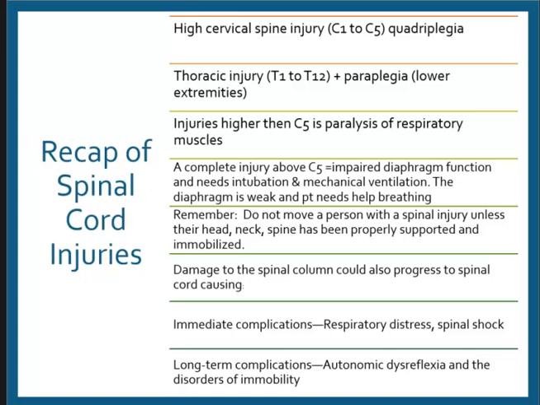A quick recap of our spinal cord injuries. So a high cervical spine injury, that is your cervical injury, C1 through C5, that equals no limbs are working, so quadriplegia. Thoracic injury, T1 through T12, means paraplegia, so just the lower limbs are not working. Injuries higher than C5 cause paralysis of the respiratory muscles, or your diaphragm. So the diaphragm function is no longer working. This patient will likely need to be intubated and ventilated.